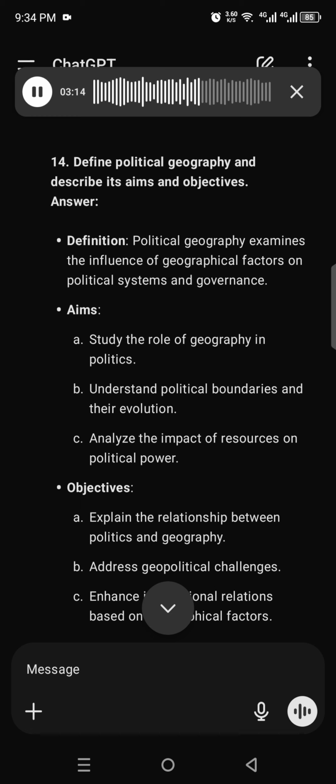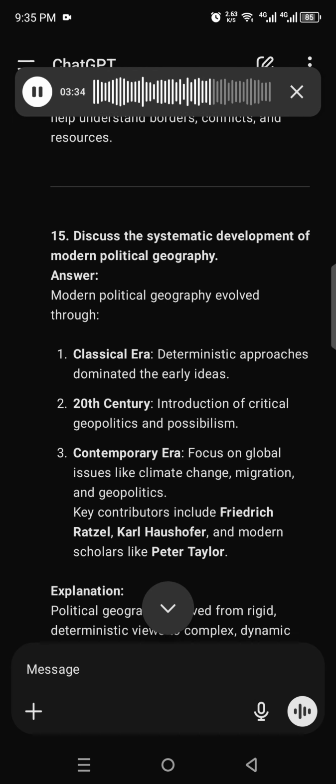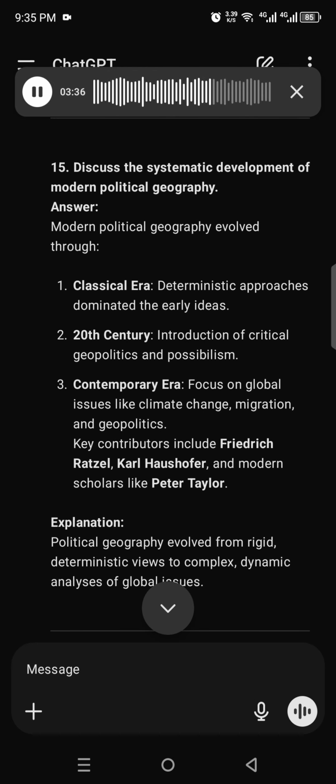Address geopolitical challenges. 3. Enhance international relations based on geographical factors. Explanation. The subject links geography with politics to help understand borders, conflicts, and resources. 15. Discuss the systematic development of modern political geography. Answer. Modern political geography evolved through 1.